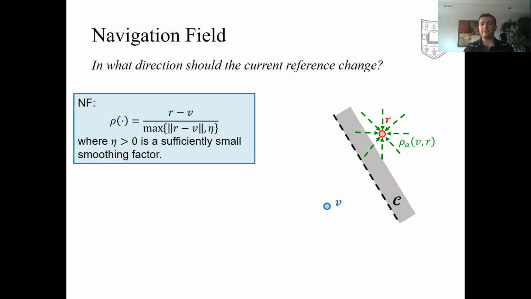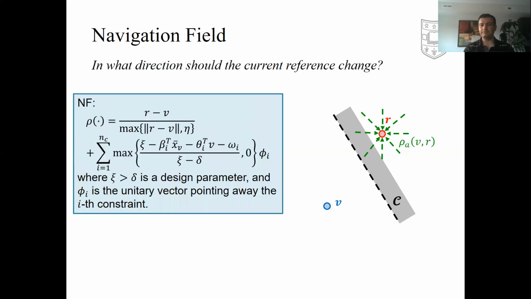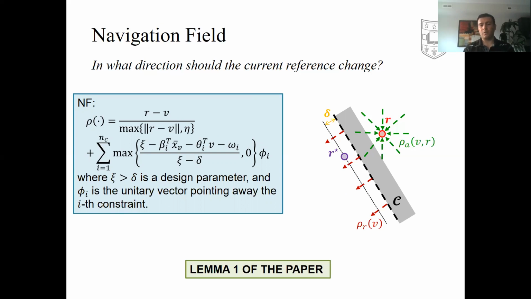But when the desired reference is not admissible, we should add another term, a repulsive term, such that the constraints are satisfied and the auxiliary reference converges to a point with the smallest Euclidean distance to the desired reference. So in this case, the auxiliary reference will converge to the point denoted by r star, which has the minimum distance to the desired reference. A mathematical proof for this navigation field can be found in lemma 1 of the paper.